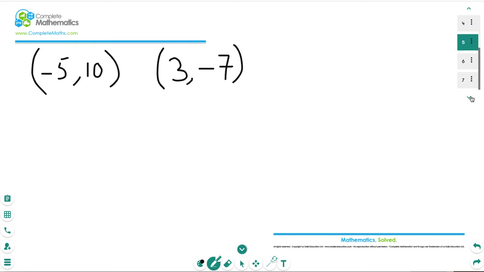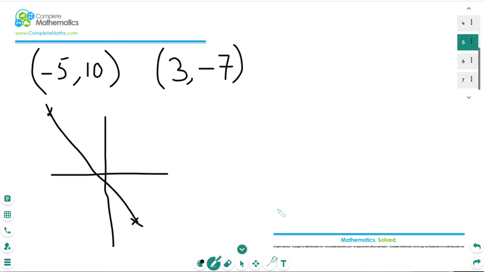But what about if we don't have a coordinate grid and we only have the 2 points? Well, to start with, we could sketch a diagram to see what the graph might look like. -5, 10 would be over here. 3, minus 7 would be over here. 2 points can be connected with a straight line, and we can see that the gradient would be negative. So let's see if we can calculate what the equation of that line is.